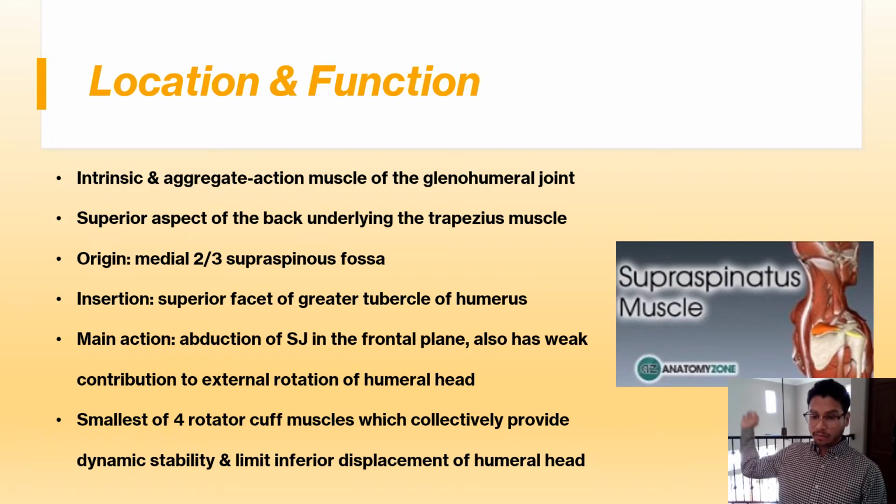So if you see external rotation, reaching back with your thumb up. It is the smallest of the 4 rotator cuff muscles, and collectively these muscles provide dynamic stability of the shoulder joint, and it helps to also limit inferior displacement of the humeral head. So, gravity pushing down against the shoulder, this helps to keep the head of the humerus approximated.